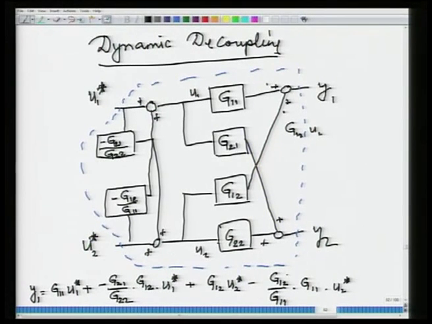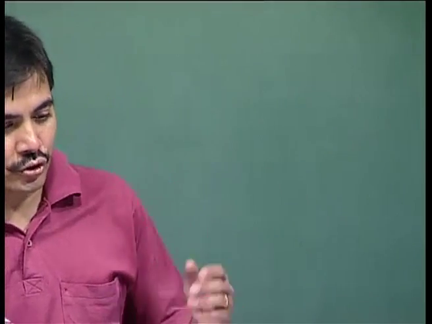Now, if this thing is physically realizable, then these two terms actually cancel out, and what I have is y1 depends only on u1 star, no dependence on u2 star. Similarly, y2 depends only on u2 star, no dependence on u1 star. So, this is called dynamic decoupling, and I have covered it just for the heck of covering it, because it is usually covered in most places.